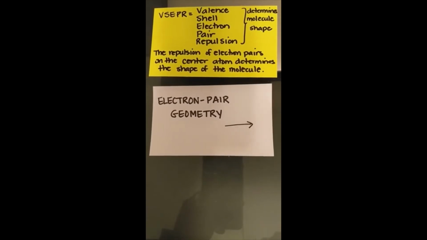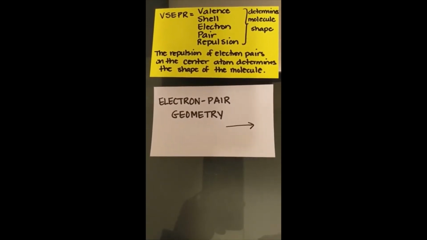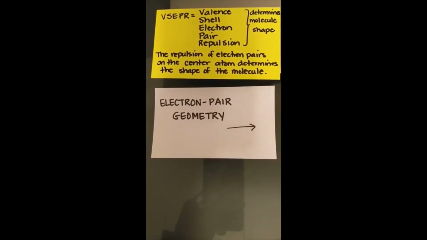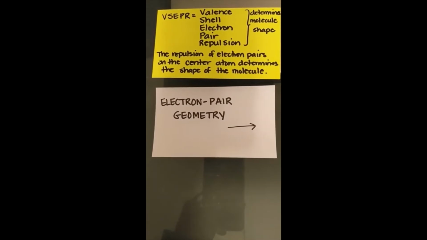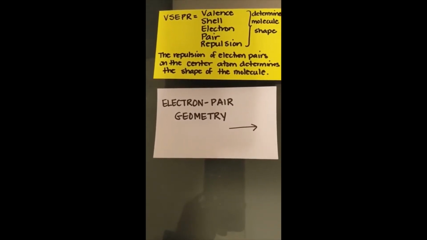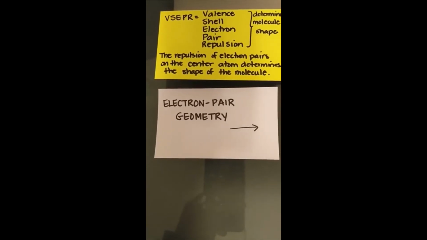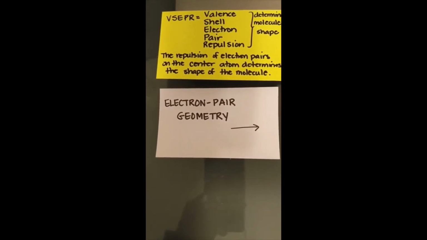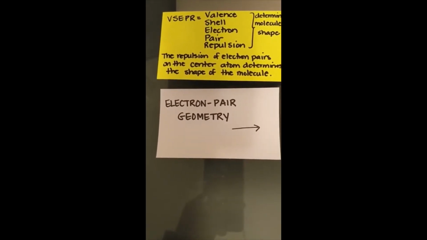That's still true, but I did want to make a video to explain this theory and how this theory helps us predict the shapes of molecules. For us to be able to predict the shapes of molecules is actually incredibly important, especially in fields like biology and biochemistry, where the shape of a molecule can determine the properties of that molecule and how that can act in biological systems, for example.